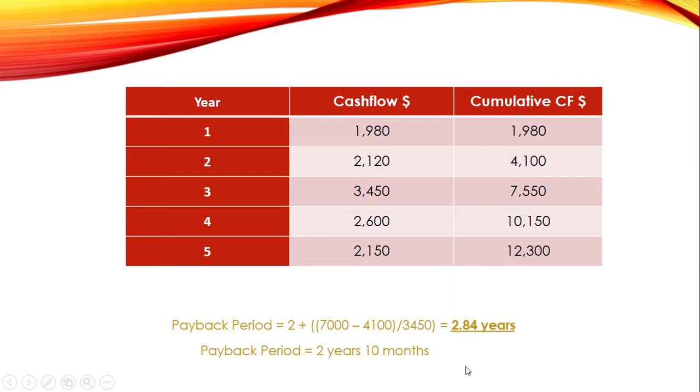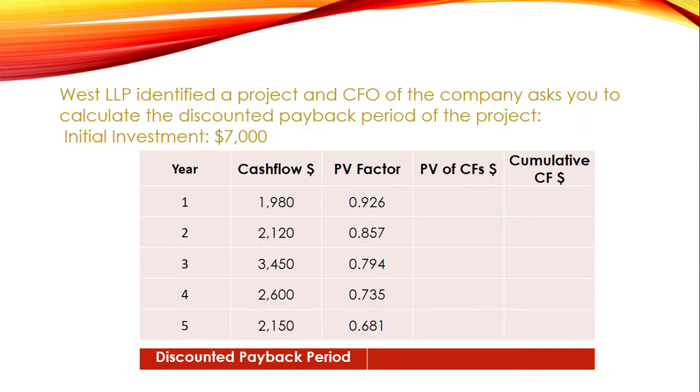Now we have to calculate the discounted payback period. Suppose the example is the same. Western LP identified a project and the CFO of the company asks you to calculate the discounted payback period of the project. The initial investment is the same $7,000. In year 1, the cash flow is the same 1,980. In year 2, the cash flow is 2,120. In year 3, 3,450. In year 4, 2,600.